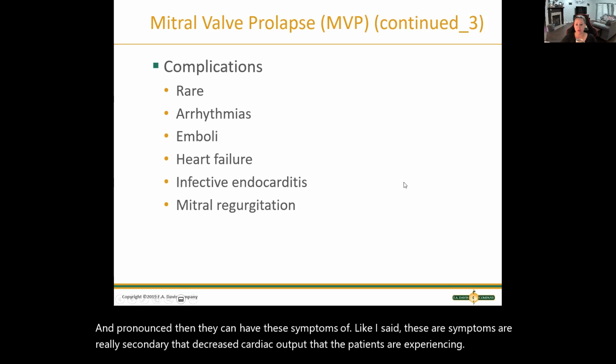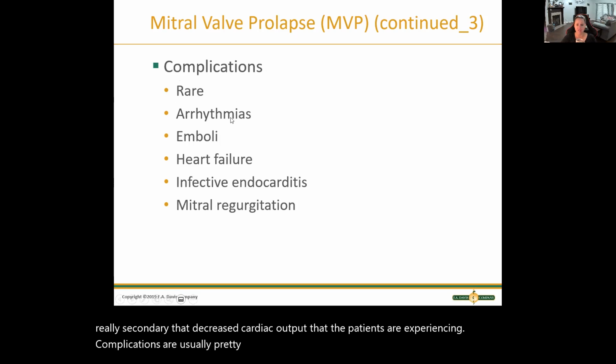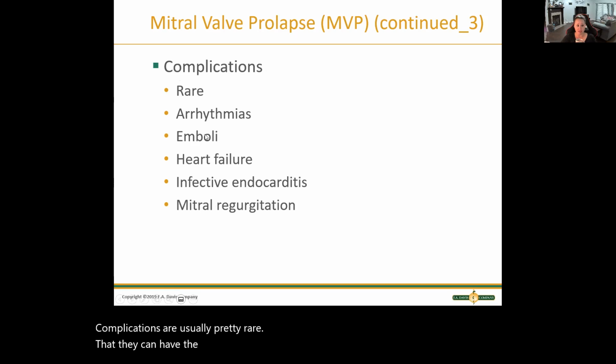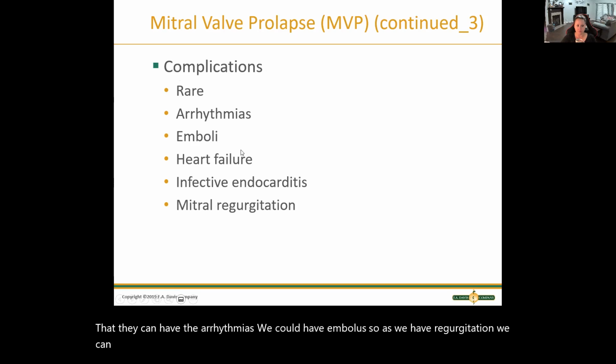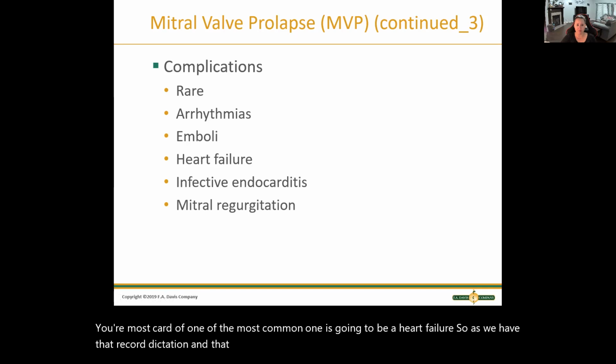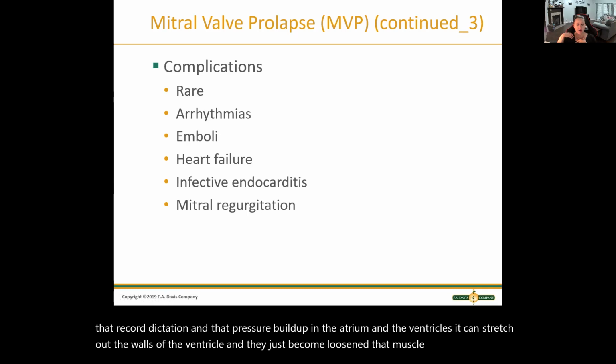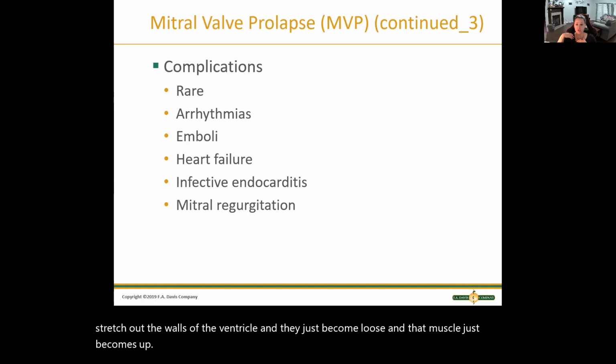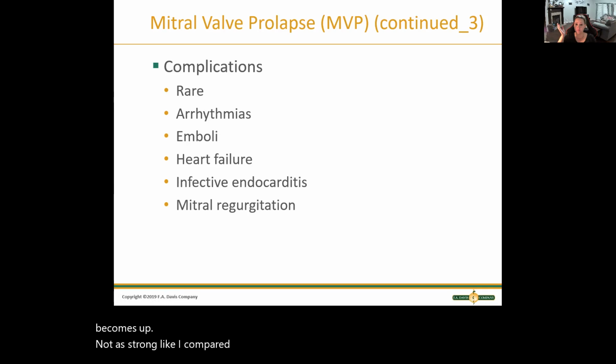Complications are usually pretty rare, but they can have arrhythmias. We can have embolus. As we have regurgitation, we can have clots that form. Your most common one is going to be heart failure. As we have that regurgitation and that pressure buildup in the atrium and the ventricles, it can stretch out the walls of the ventricle, and they just become loose, and that muscle becomes not as strong.